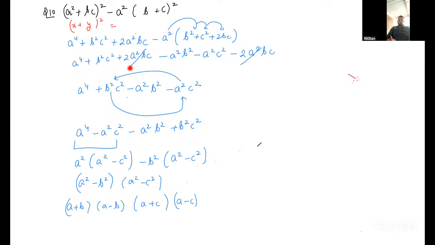Okay, Ira? Now this minus a square c square will go to the second term, and the second term will become 4. Basically, this step is called regrouping.